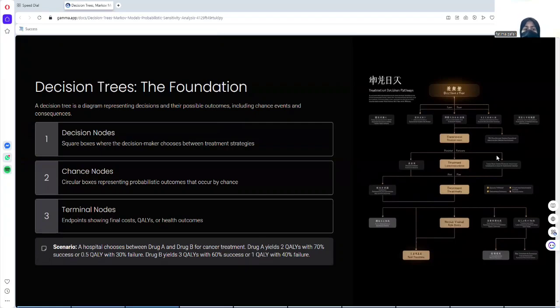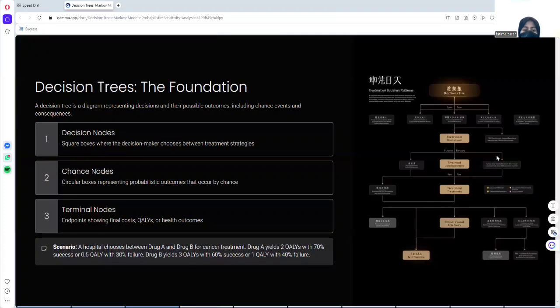Just like square boxes where the decision maker chooses between treatment strategies. Chance node, what does it mean? Circular boxes representing probabilistic outcomes that occur by chance. And terminal nodes, what are those? Endpoints showing the final cost, that is QALYs or health outcomes.